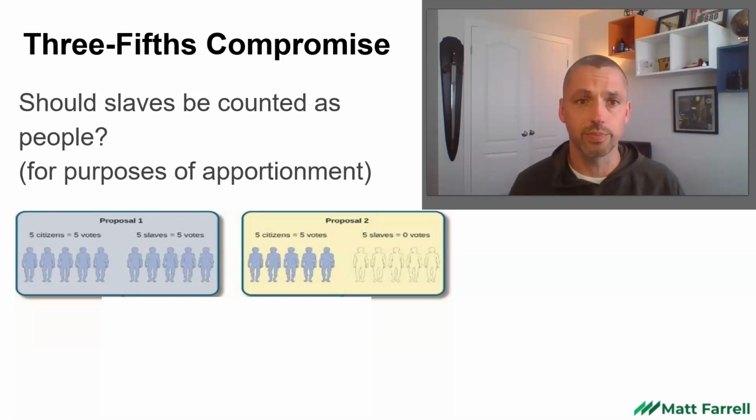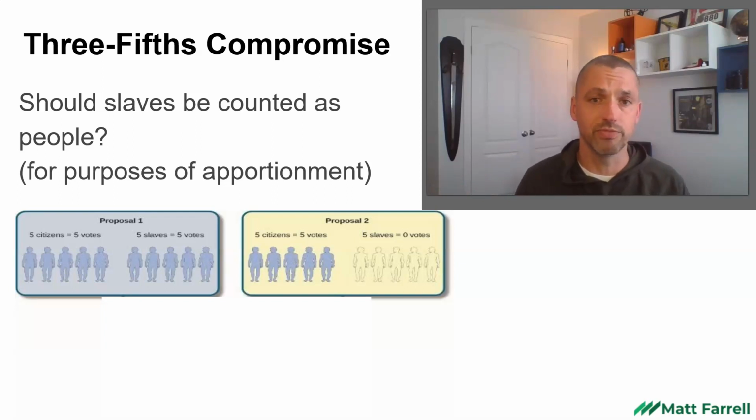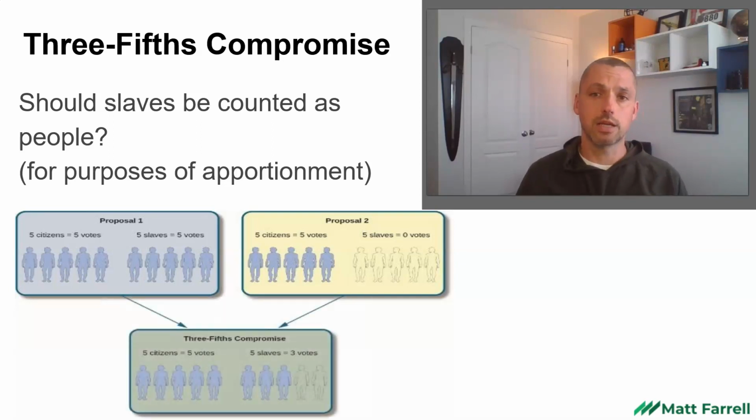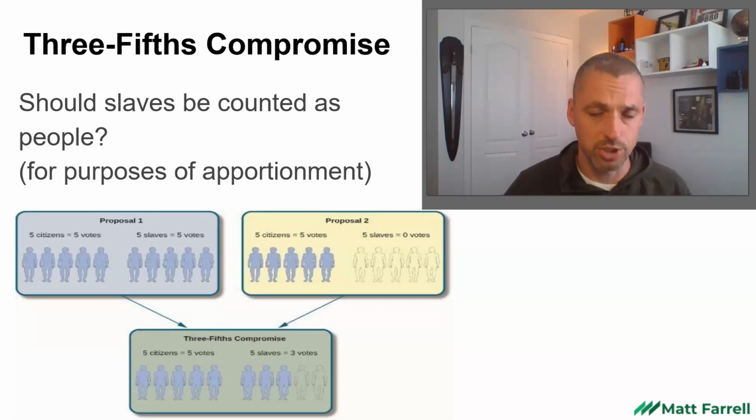The compromise put forth by the free states was very simple. 5 citizens, 5 votes. However, slaves should not count at all. If you're not going to treat them as free citizens, they should not count in your representation formula. On the other side, the southern states said no, absolutely, they should count. 5 slaves should count as 5 people. And we should get compensated accordingly. Like most things at the convention, a compromise was reached. And the compromise was to count slaves as 3/5 of a person for the purposes of apportionment.